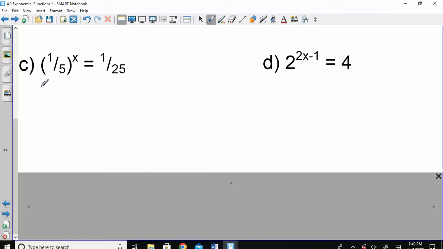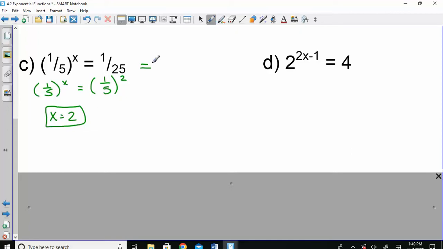We could keep the base of 1/5. That's one option. 1 over 25 would be the same as 1/5 to what power? Just 2 actually, because 1/5 squared is 1 over 25. And then you get x equals 2.